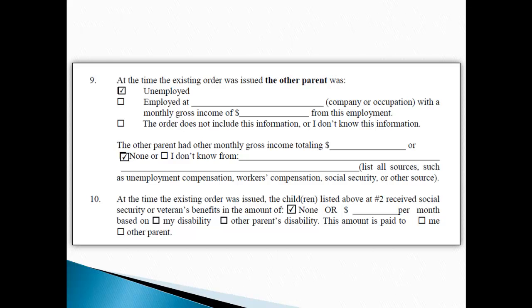Question 9 asks for information about the other parent at the time of the existing order. In this case, Wilma was unemployed when child support was first established and had no other source of income. If the children received Social Security or Veterans benefits at the time of the last order, be sure to check the appropriate box in question 10.